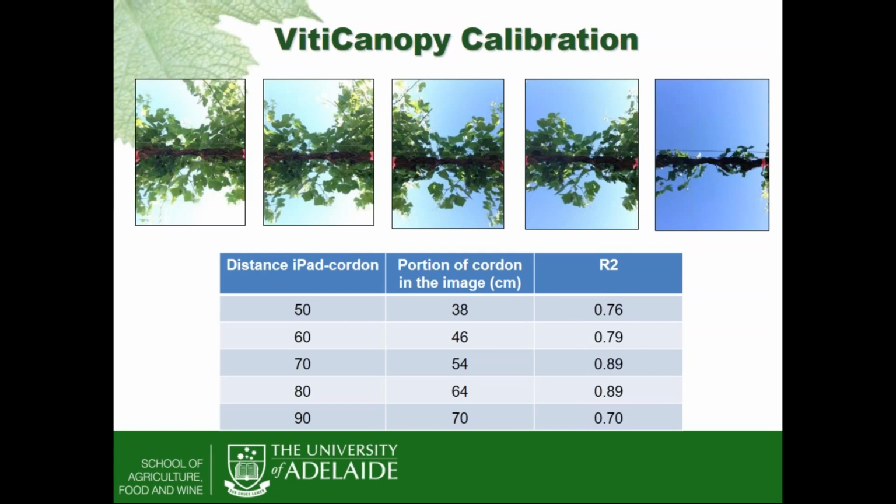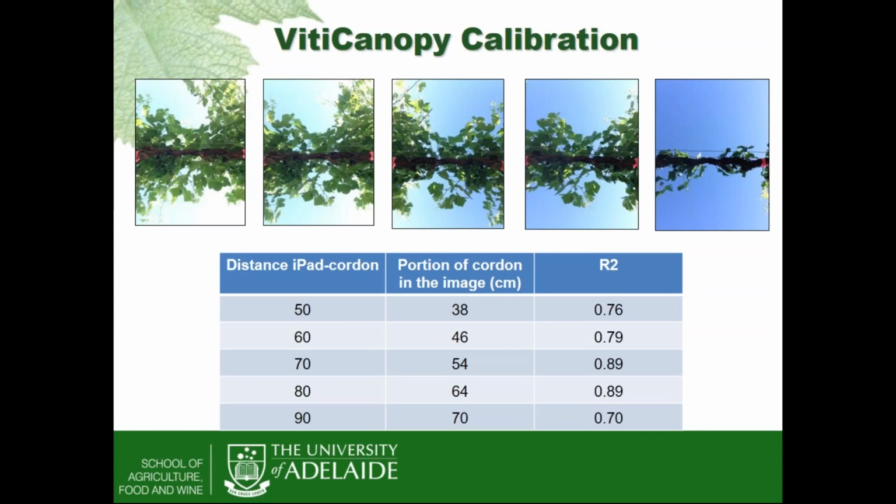Also, in this slide, you see the influence of the distance from the cordon on the amount of cordon you can see included in that image. This was obtained using an iPad 4, which has a field of view of 43 degrees, and most Apple devices have a very similar camera. The R-square in this table refers to the coefficient of determination of the equation obtained by correlating the measurements of leaf area obtained with VitiCanopy to the real one obtained by destructively collecting the leaves.